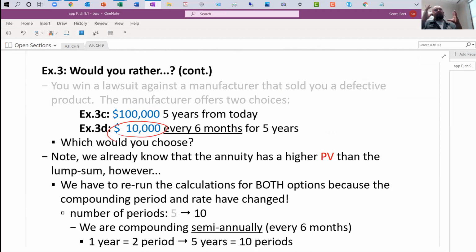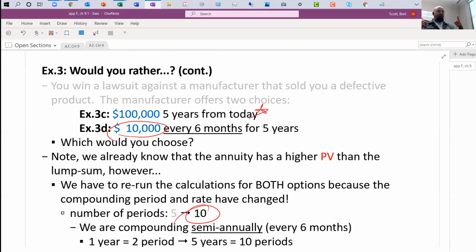We're not going to have 5 periods in this case. We're going to have 2 payments per year for 5 years. So the total number of payments or periods we want to focus on is 10, not 5. So given that the compounding happens every 6 months rather than every year, I can't use the same present value calculation from the previous example.